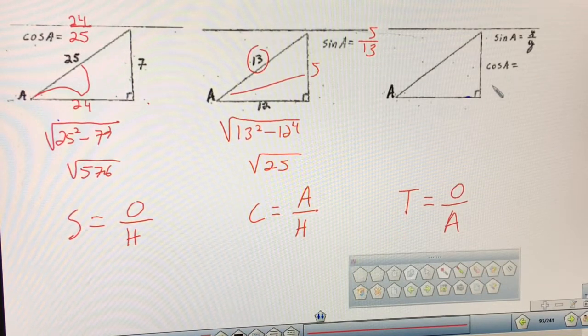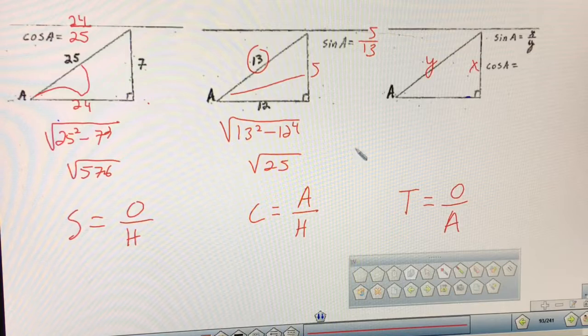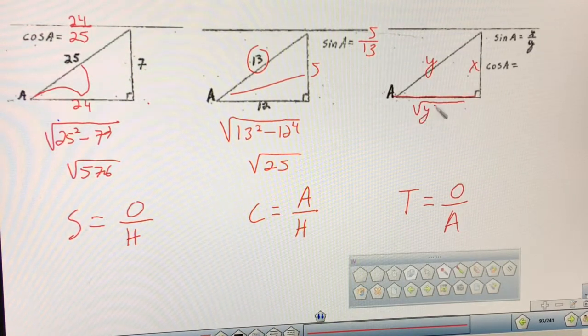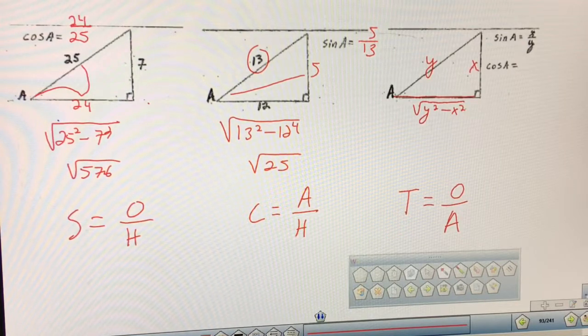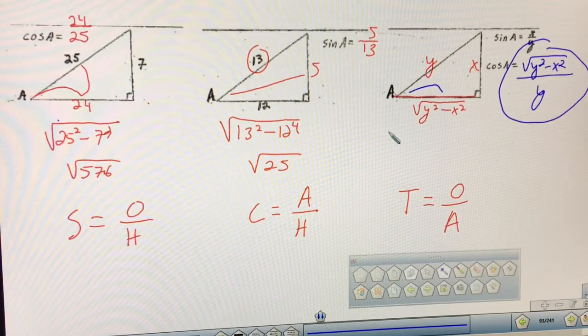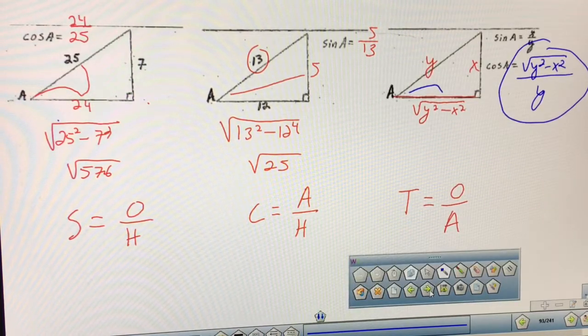This one is purely abstract. Purely abstract. Tells me the sine of angle A is x over y. No numbers, letters. That means this side here is going to be the square root of y squared minus x squared. The cosine of angle A is going to be adjacent. Well, that's the square root of y squared minus x squared over y. Yes, the answer choices are that abstract sometimes. They're higher level with the trig when certain problems.